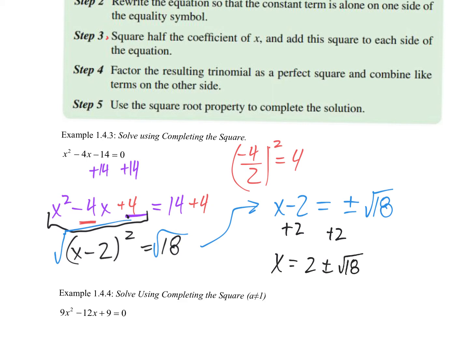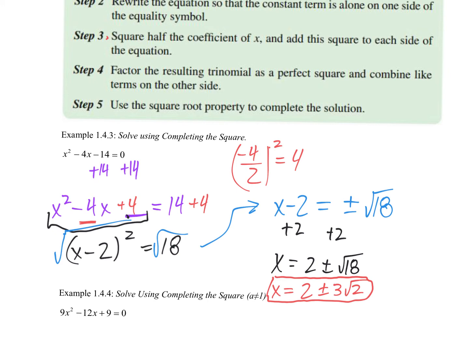And let's go ahead and clean this up. Root 18 does simplify, and it becomes 3 root 2. So we've got that as our final solution. X equals 2 plus or minus 3 root 2.